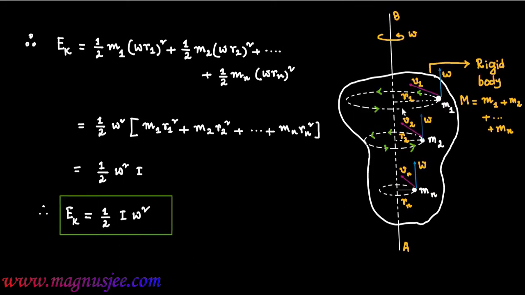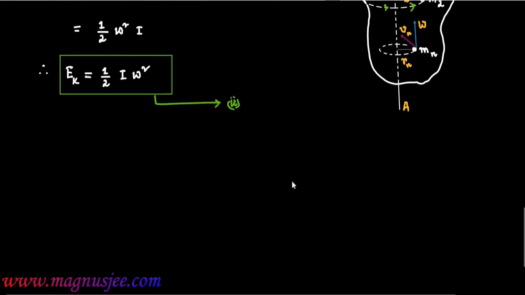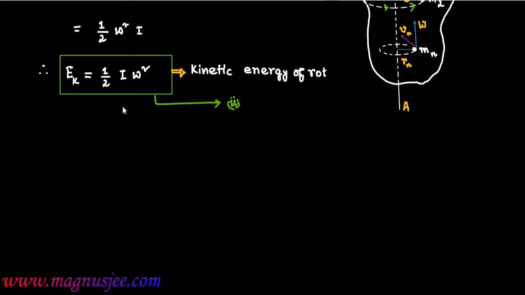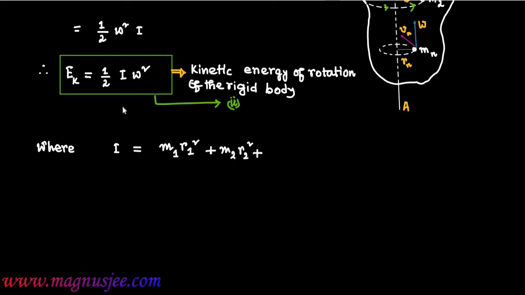Ek equals 1 by 2 I omega square, where omega is the angular velocity. This is equation 2. And this is actually the kinetic energy of rotation of the rigid body about the axis of rotation AB, where I equals m1 r1 square plus m2 r2 square plus and so on, plus mn rn square. That is the moment of inertia of the rigid body about the axis of rotation, which is I, capital I.